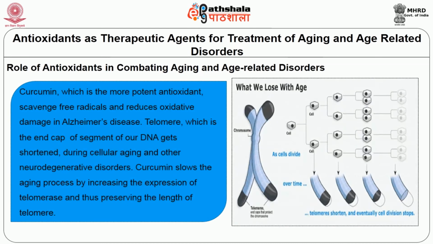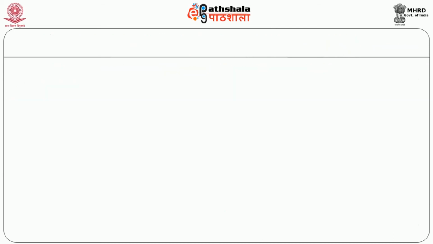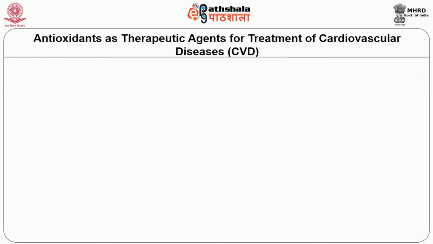Curcumin, which is a more potent antioxidant, scavenges free radicals and reduces oxidative damage in Alzheimer's disease. Telomere, which is the end cap segment of our DNA, gets shortened during cellular aging and in neurodegenerative disorders. Curcumin slows the aging process by increasing the expression of telomerase and thus preserving the length of telomere. Next, we will discuss how antioxidants serve as therapeutic agents for treatment of cardiovascular disease.